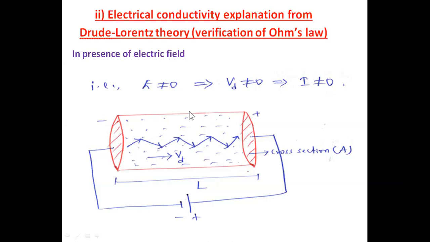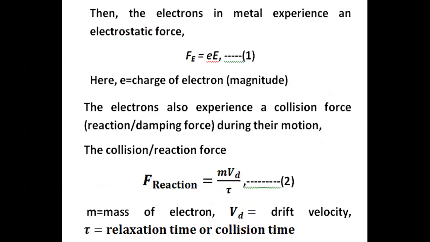To understand it further, look at here. I have considered a metal of length L and whose cross section is capital A. To this particular metal, I have applied some electric field. Now let us see what happens if you apply the electric field to this particular metal. We know that whenever there is an electric field, the electrons experience a force which is known as electrostatic force. That means the free electrons which are present in the metal experience an electrostatic force which is given by small e into capital E in presence of electric field.